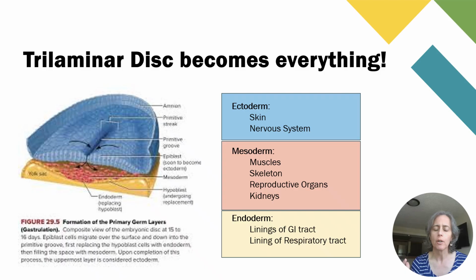And then the mesoderm, that middle orangish or red layer, is going to form your muscles, your skeleton, your reproductive organs, your kidneys. And then the yellow endoderm is going to form kind of your innermost parts of everything, the linings of your intestinal tract, the lining of your respiratory tract. A lot of your squishy bits that are on the inside are going to be formed by the endoderm.